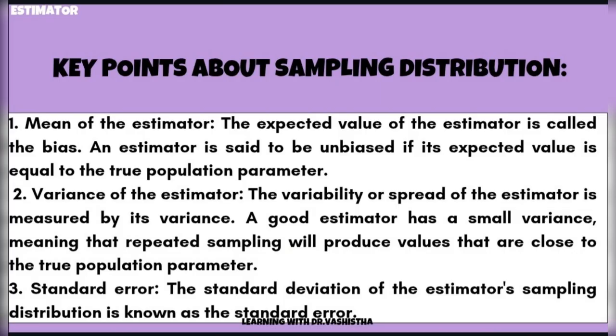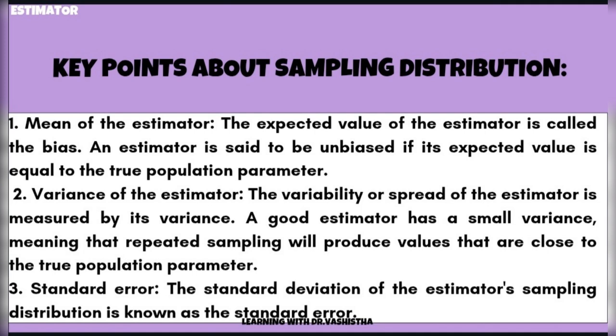So first of all, the mean of the estimator. It says that the expected value of the estimator is called the bias. An estimator is said to be unbiased if the expected value is equal to the true population parameter. That we have studied already in one of the properties of a good estimator. The second key point talks about the variance of the estimator, meaning that the variability or spread of the estimator is measured by its variance. So a good estimator will have a small variance. We have already studied that, meaning that even if we take repeated samples from the same population, it should stay close to the true population parameter.